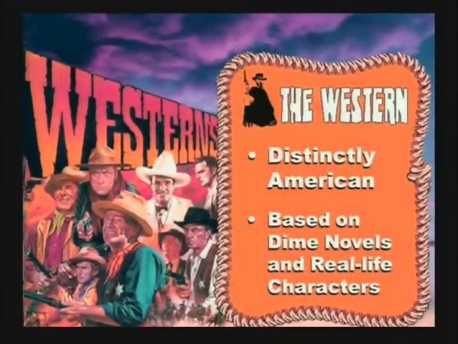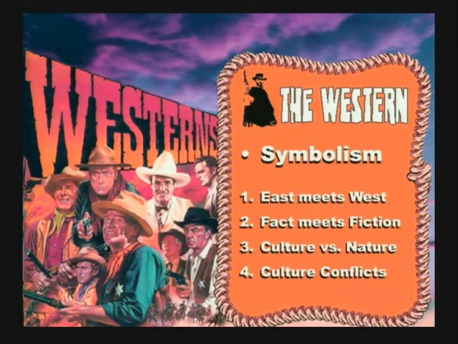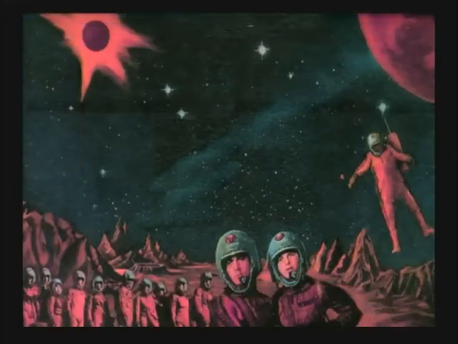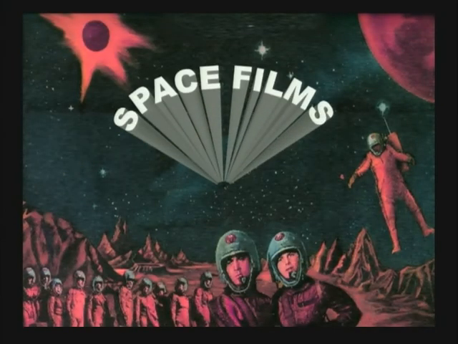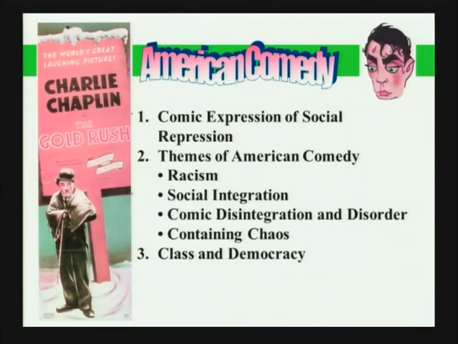And that's where we go, right to the Western, which is distinctly American. It is based on dime novels and real-life characters. There are three essential ingredients: the hero, the villain, and the landscape. Symbolism, East meets West, fact meets fiction, and so on. Look at that. The final frontier, space films. That's your modern Western. An American comedy, comic expression of social repression, that was discussed.